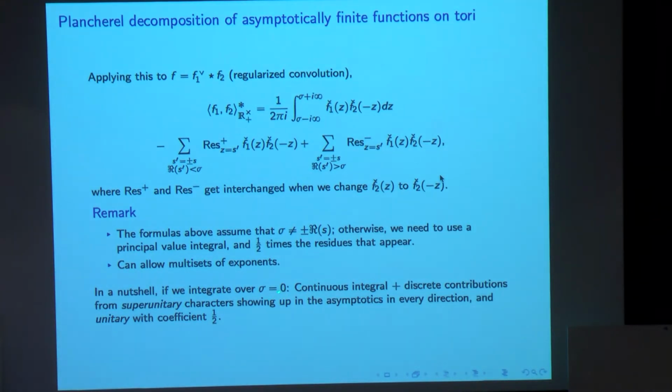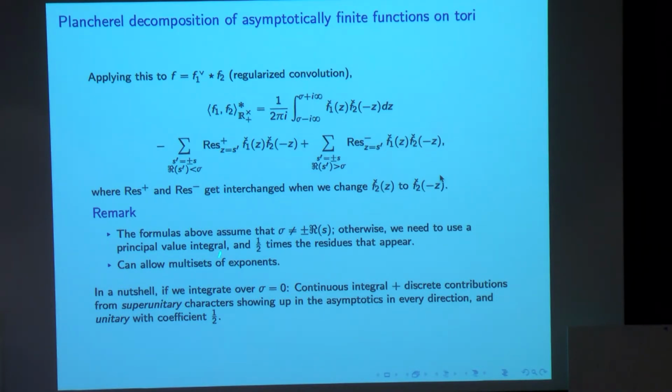Suppose I bring the line of integration to the unitary line, sigma equals 0. Then what are the discrete contributions? The discrete contributions will come from superunitary characters, characters which are bigger than 1 in absolute value, that appear either at 0 or at infinity in every direction.